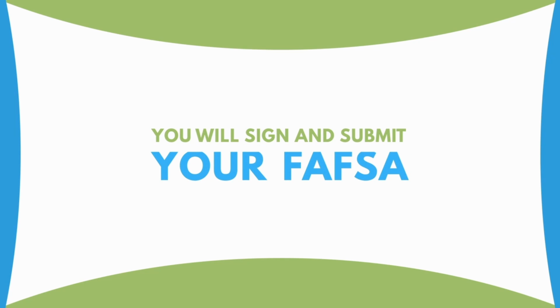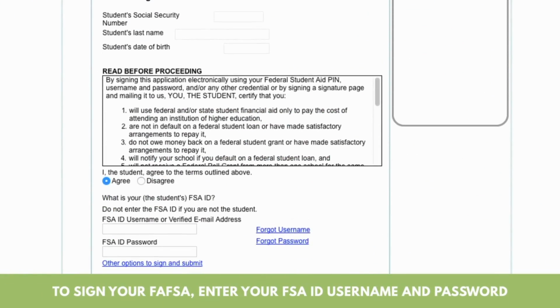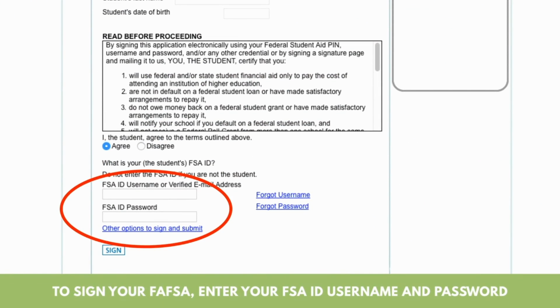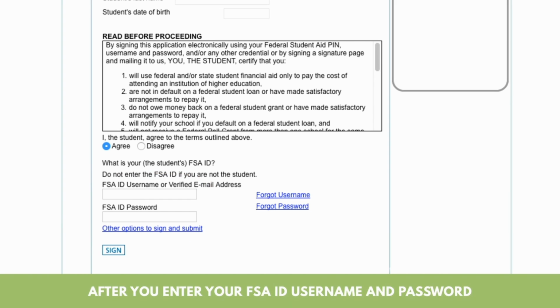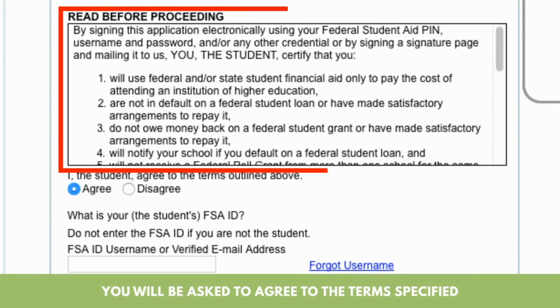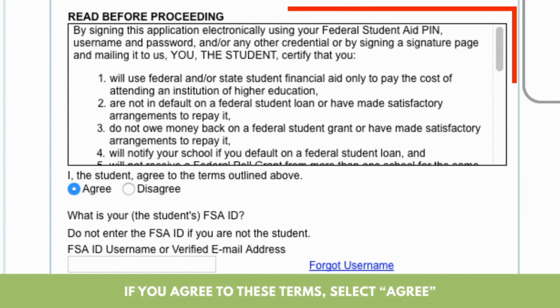In this section, you will sign and submit your FAFSA. To sign your FAFSA, enter your FSA ID username and password. After you enter your FSA ID username and password, you will be asked to agree to the terms specified. If you agree to these terms, select Agree.